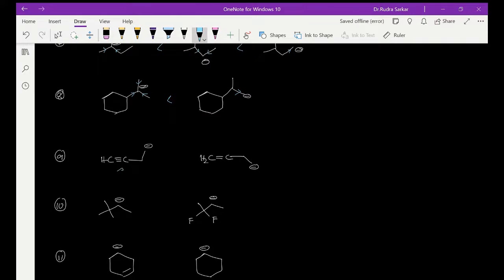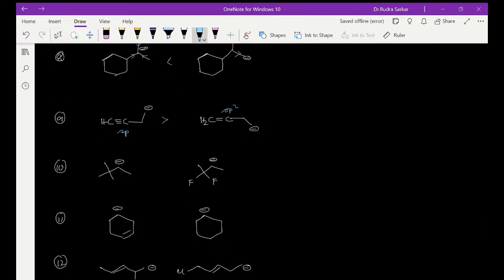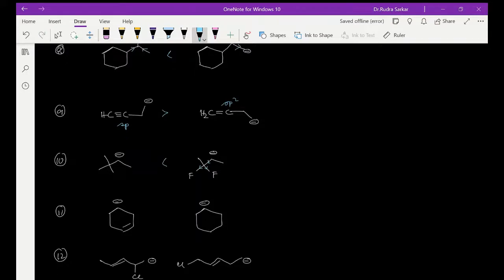Out here this is sp hybridized and this is sp2 hybridized. Electron withdrawing groups or electron withdrawing carbon will make the carbanion more stable, so this will be more stable than the second one, in which the fluorine has the electron withdrawing effect via sigma bond. So obviously second one will be more stable than the first.